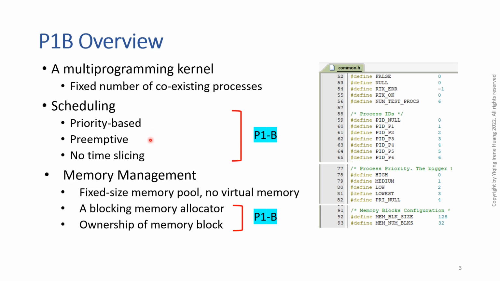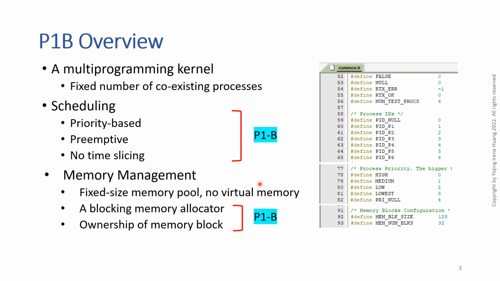Preemptive basically means I'm a running process, and then something happens, either a hardware interrupt or a system call, which is a software interrupt, that makes another process become ready, and the new process has higher priority than the current running process, then the new process will take over the CPU. So that's what preemption is about. No time slicing basically means we don't really have a time quantum. If a process gets the CPU, it will keep running until it gets blocked by the system, or it voluntarily releases the processor.